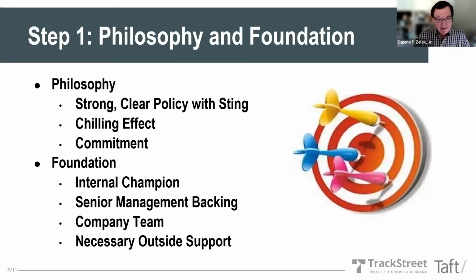Next. So on the philosophy front, the goal is to have a strong, clear policy with sting. And what I mean by sting is the penalties have to be meaningful and you have to enforce them, because you want something that we lawyer types call the chilling effect. The chilling effect is you really don't want to have to go around and enforce your policy. What you want is people to read it and understand that they're going to get hurt if they don't play ball. So you want them to behave. That's called the chilling effect. They're chilled from violating the policy. And that's really your goal. You want them to obey. You don't want to have to enforce, you want the policy to be followed.